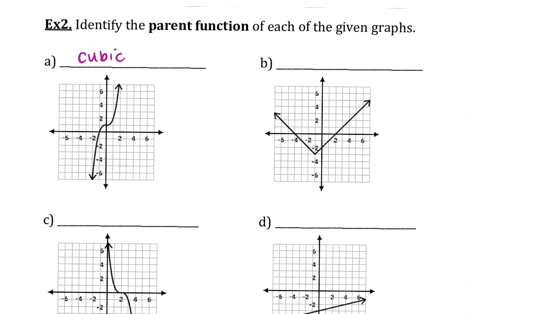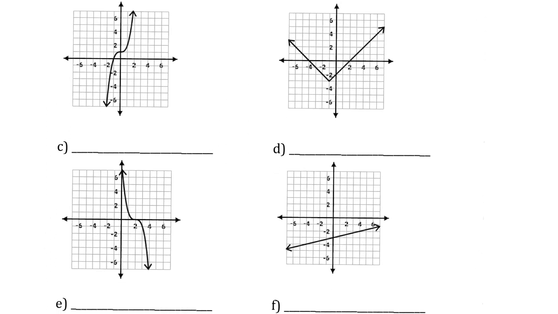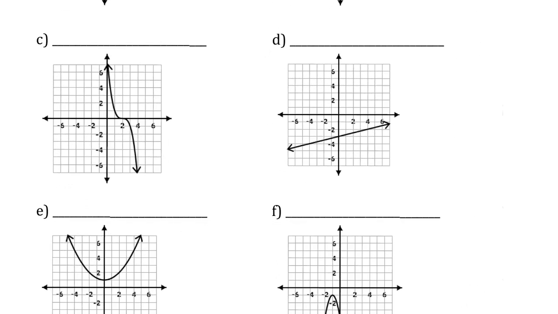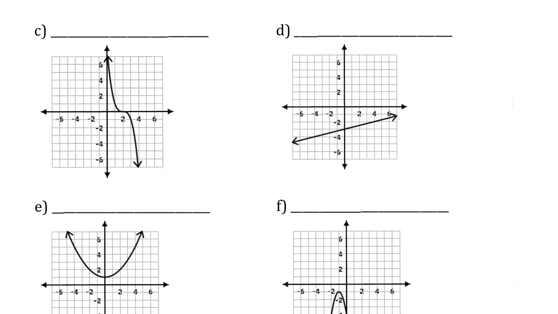What's B look like? B has this nice V shape. If it's a V, absolute value. And it's only asking for the parent function. It's not asking for any other information. Okay, what about C? Well, it's up on the left, down on the right. Up on one side, down on the other side. Cubic.